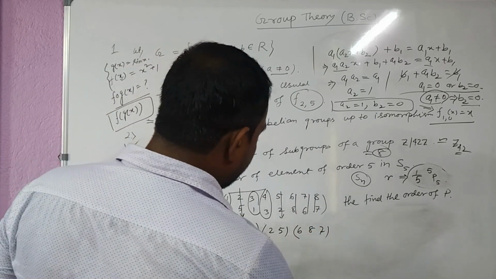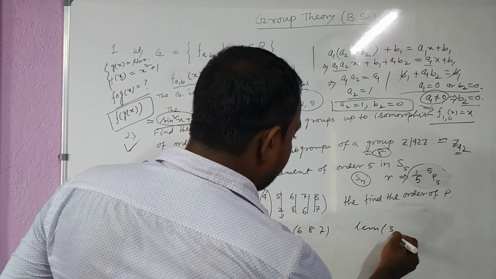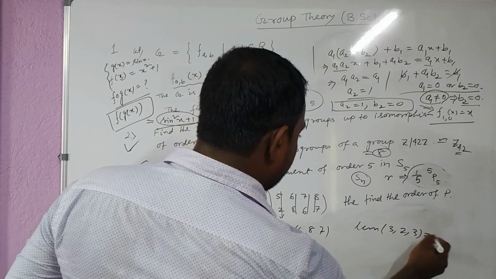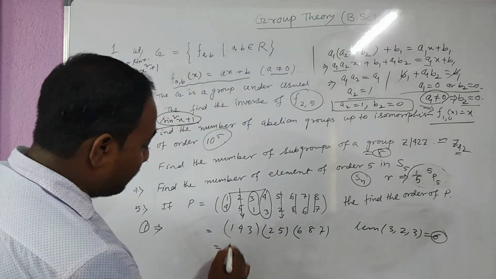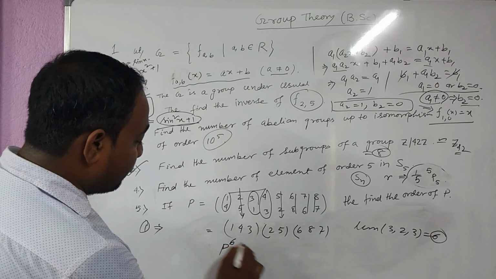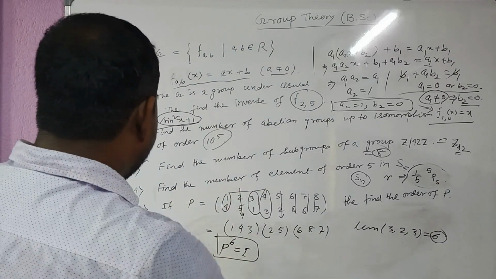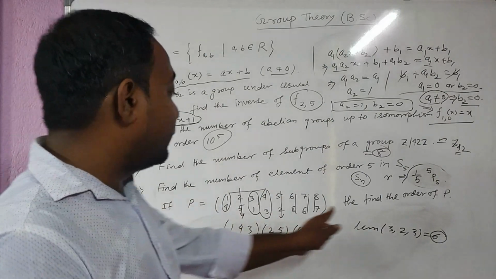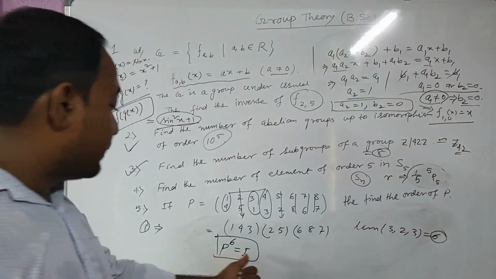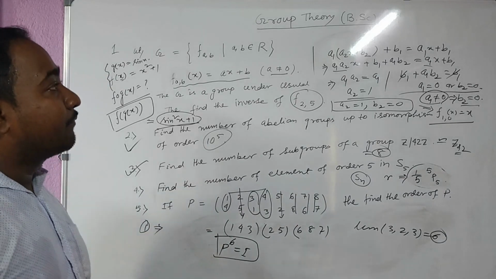Now find out the LCM of these disjoint cycle lengths. The lengths are 3 for the first cycle, 2 for the second, and 3. The LCM is 6. Therefore P to the power 6 equals I, where I means the identity permutation. So the question was, if P equals this, find the order of P. Hence the order of P will be 6, right?